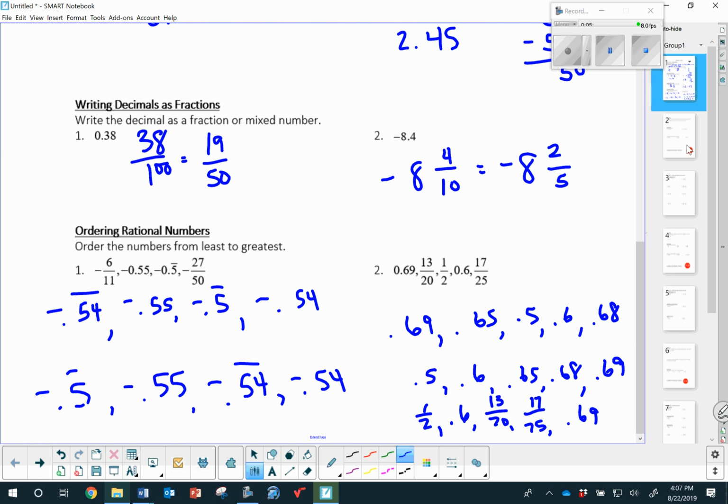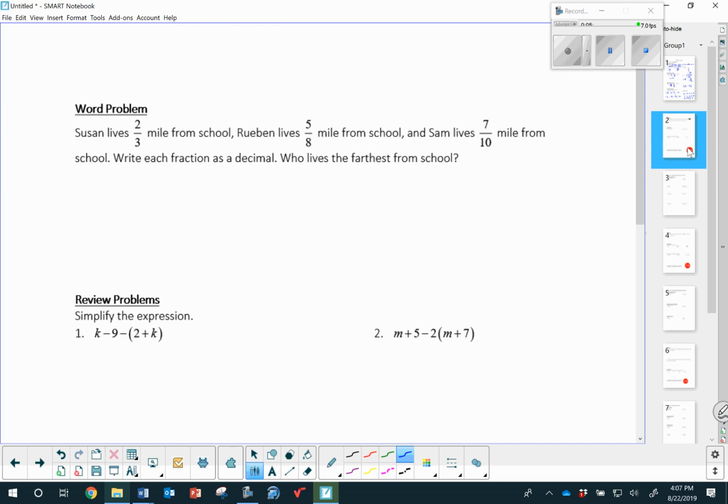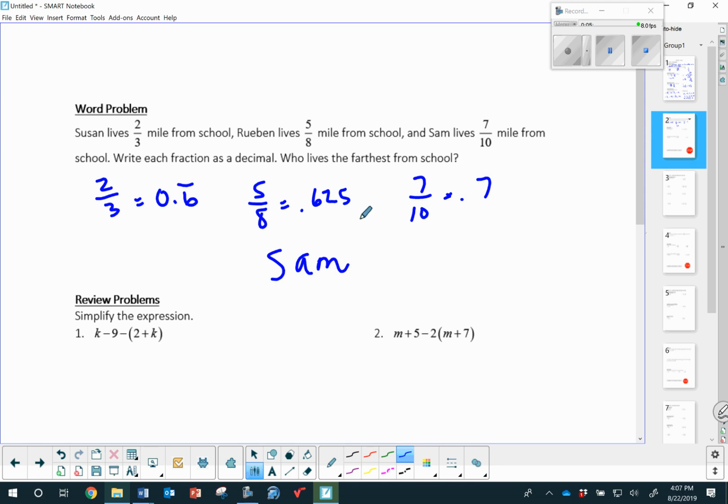All right, when you're ready, go ahead and turn it over to the back. So we have a word problem that says, Susan lives 2/3 mile from school. Reuben lives 5/8 mile from school, and Sam lives 7/10 mile from school. Write each fraction as a decimal. Who lives the farthest? So 2/3 equals 0.6 repeating. 5/8 equals 0.625. And 7/10 equals 0.7. So Sam lives the farthest from school.